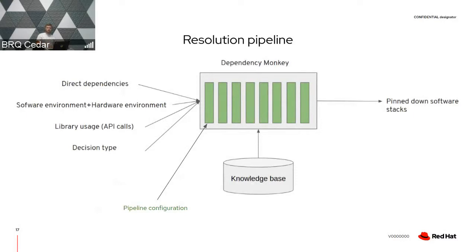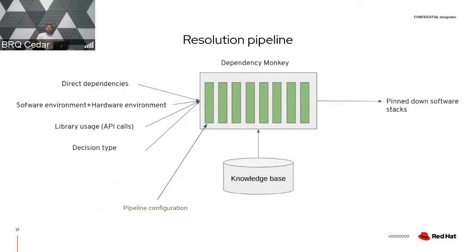The input to Dependency Monkey is a vector. This vector can be formed out of direct dependencies. These are required, so stating what needs to be resolved. In our case, it will be TensorFlow in version 2.1.0. Then information about software environment and hardware environment, meaning where the software will be run, on which operating system, on which hardware, what CPU, all these things that we want to consider when we want to run some specific jobs that verify quality of software.